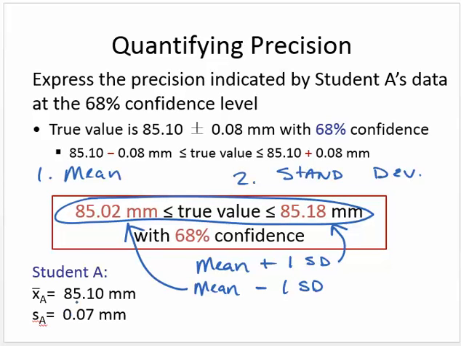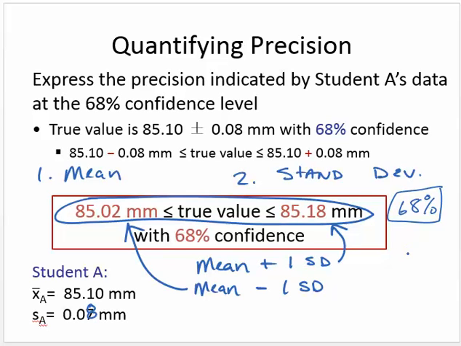So they took the mean of 85.1 and added one standard deviation. They took the mean of 85.1 and subtracted, and I can see how this can be a little bit confusing because up here they've got 0.08, down here they've got 0.07. I think it's supposed to be 0.08 in both cases. But that's how they got their confidence level. This is a confidence level of 68%. Why? Because when you go within one standard deviation in both directions, you are 68% confident that your value is going to fit in there.